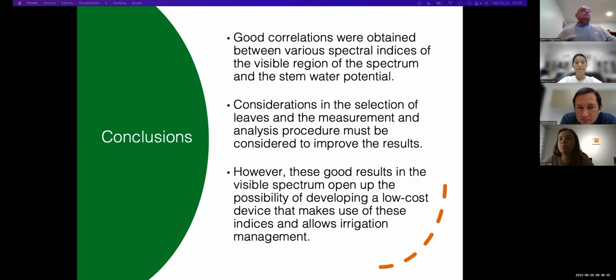However, these good results in the visible spectrum open up the possibility to develop a low-cost device that makes use of these indices and allows irrigation management.